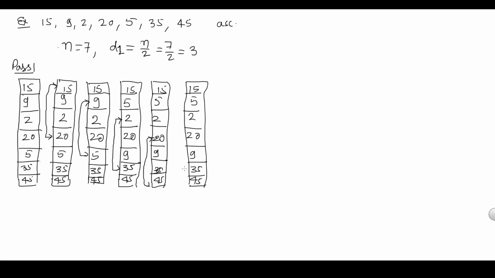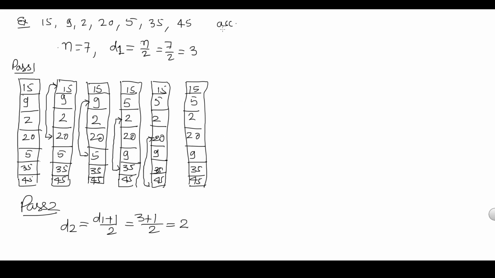Now we will start pass 2. So for pass 2, we will draw another diagram, and before that we will calculate the new value of D. Pass 2 is starting here, and we will calculate D2, the distance we will use in pass 2, and this will be (D1 plus 1) divided by 2. So D1 is 3, so 3 plus 1 divided by 2, and this will come out to be 2. Now this time we will compare the values which are 2 distance apart.